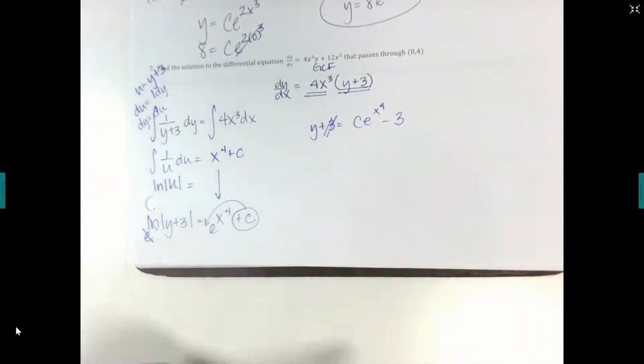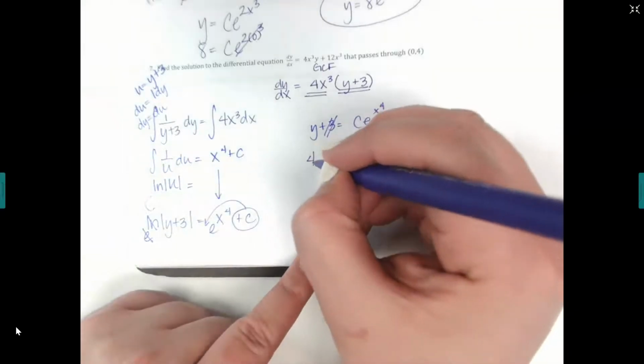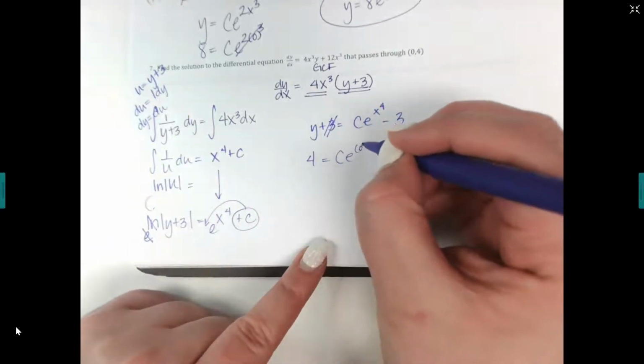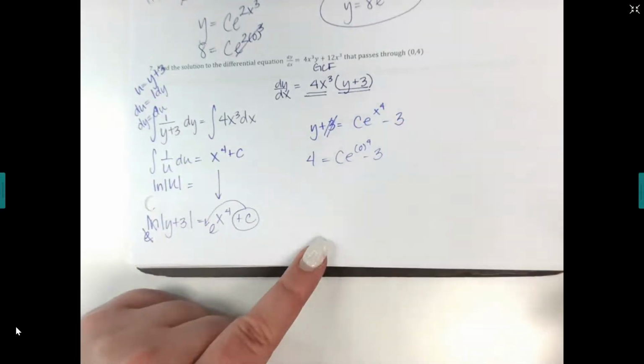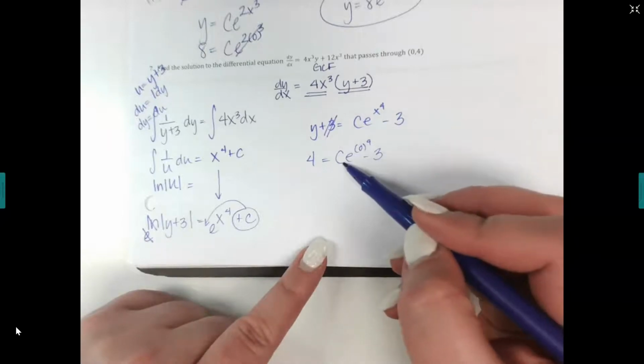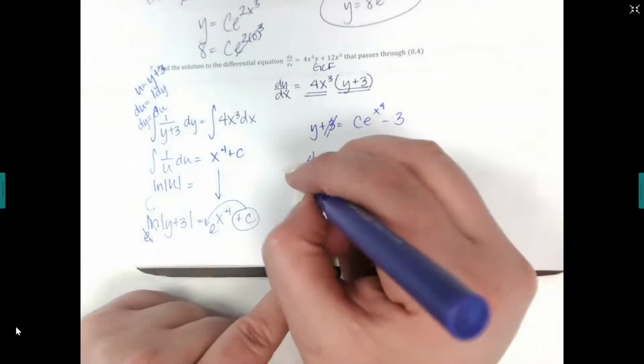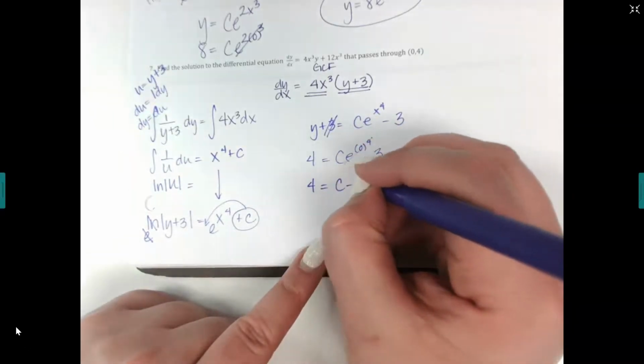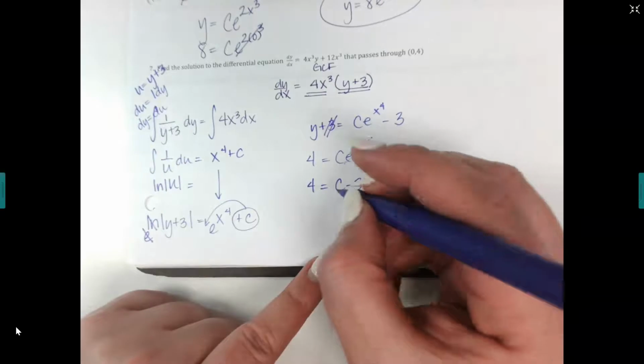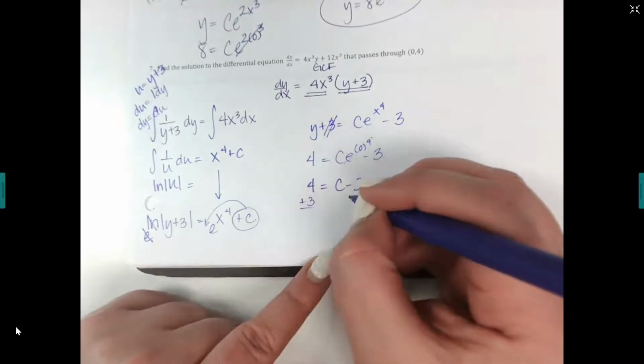Now, my ordered pair is 0, 4. So 4 is the answer when I plug in a 0. And then e to the 0 is still 1. So that's still a 1c, which means that 4 equals c minus 3. Then c is 7.